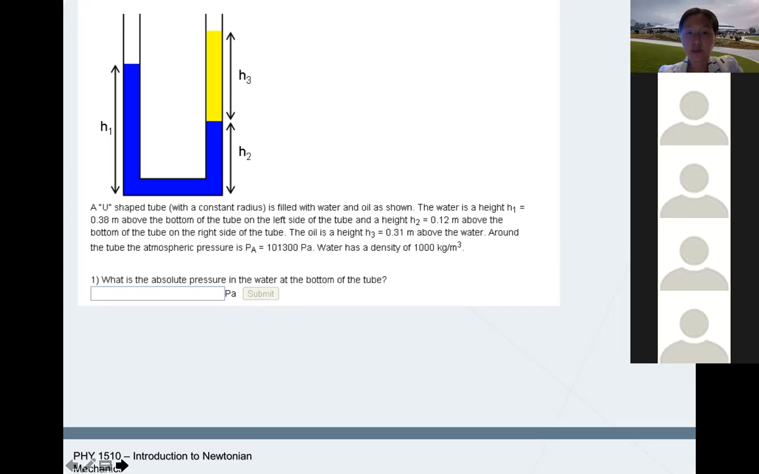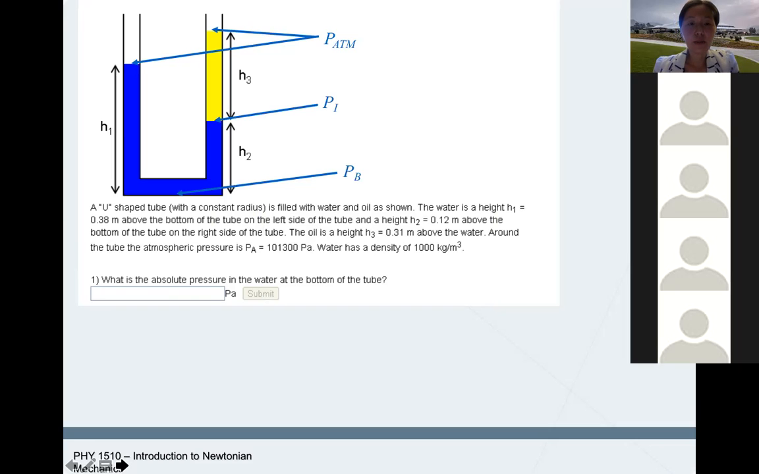And we know that atmospheric pressure is the standard given quantity. And we know the density of the water. So the first question is, what is the absolute pressure in the water at the bottom of the tube? If we're curious about the pressure at the bottom of the tube, it doesn't really matter if you calculate it using the left-hand side or the right-hand side, because the whole thing is in static equilibrium, right?